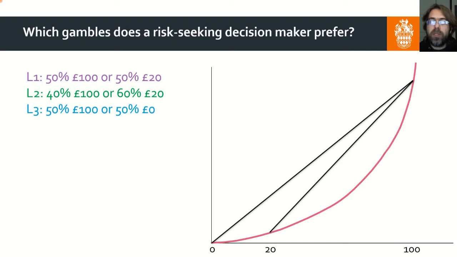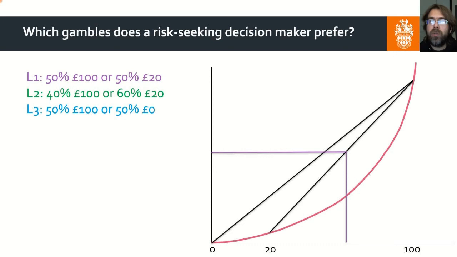Now we also want to show this graphically. This is the representation of L1, a combination of 50% 20 and 50% 100. As we can see, the decision maker is risk-seeking, so the utility of the lottery always lies above the utility of getting the combination directly.